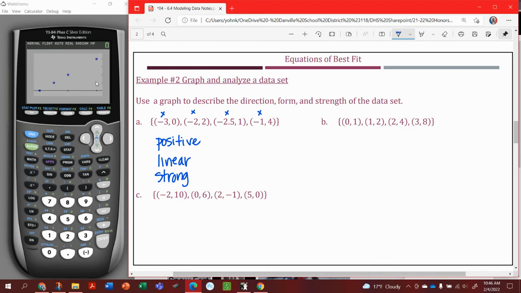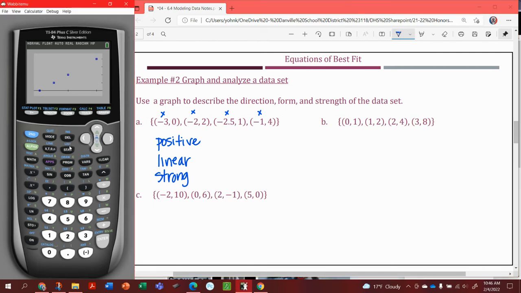All right, let's try letter B. So we're going to go back to stat, hit enter. We're going to clear the values by hitting up, clear, down, up, clear, down. I'm going to put my x's in 0, 1, 2, and 3. Then go to my y's. 1, 2, 4, and 8. Then hit zoom 9 to see what you get.